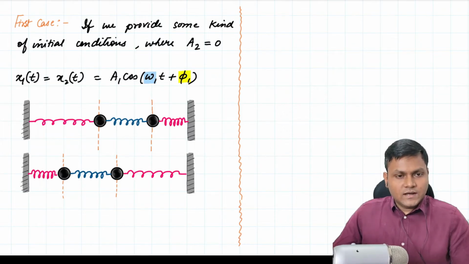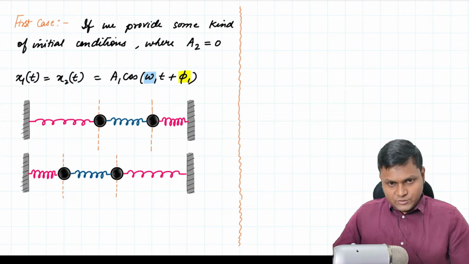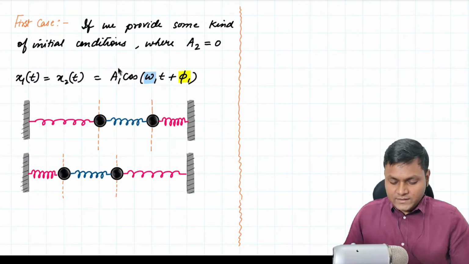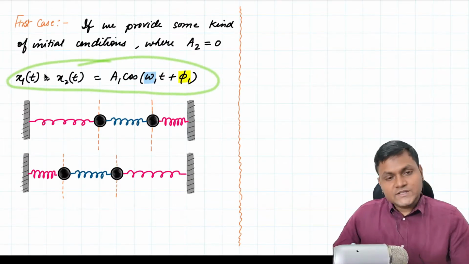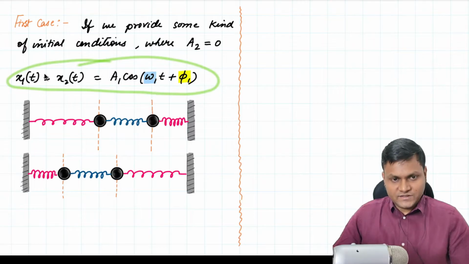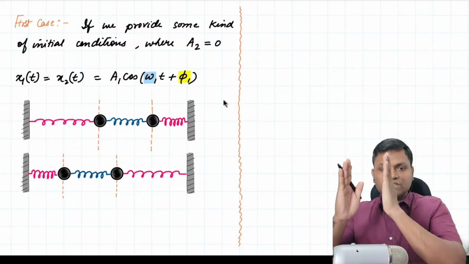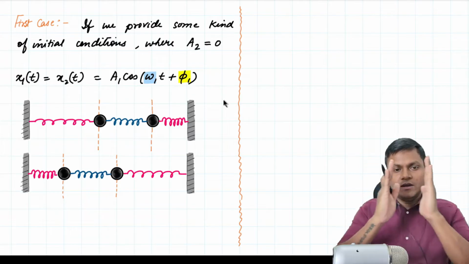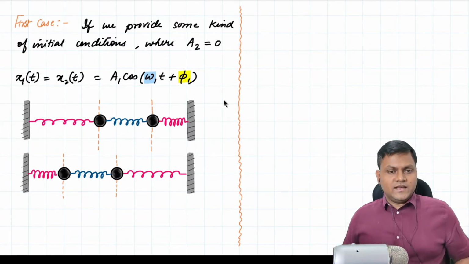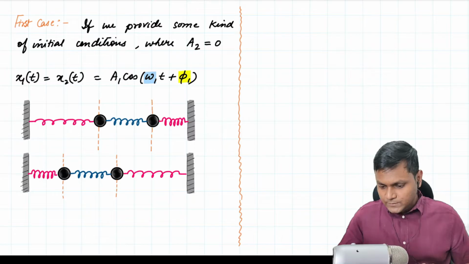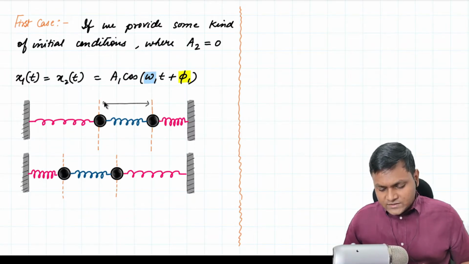Let me draw a diagram and explain it to you. So here you see we have this simple schematic which represents that situation in which it is possible to find a set of initial conditions where the second constant A2 goes to 0, such that both x1 and x2 oscillate with the same frequency and the same constant phase difference. This represents what is known as the normal mode. Here, as you can see, both these two masses are oscillating in this kind of a manner. If I give equal displacements to both the masses in the same direction, then both the masses are going to oscillate in this kind of a fashion. As you see here, this inner spring is unstretched.